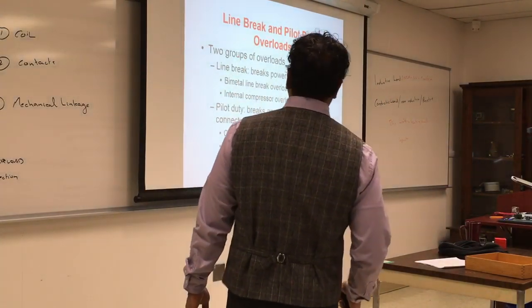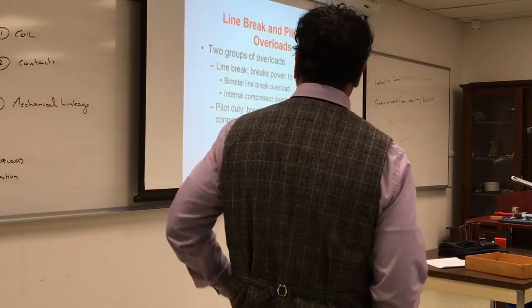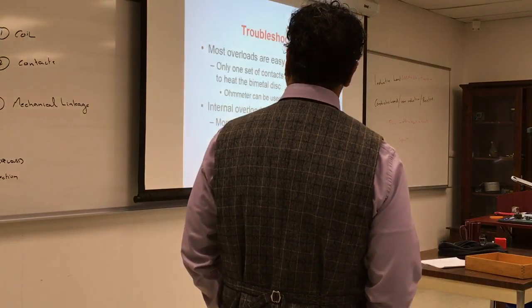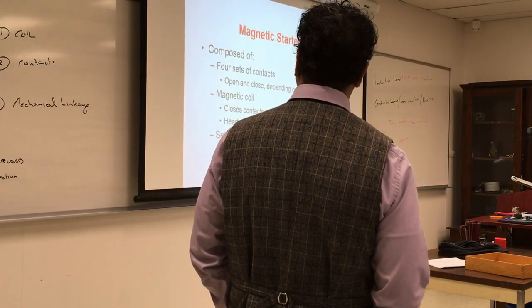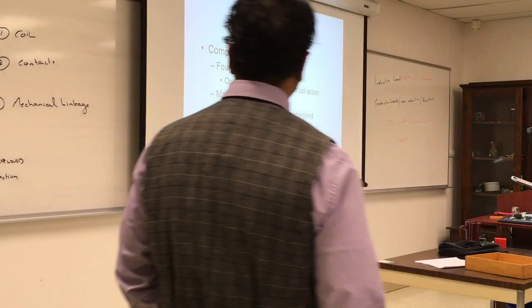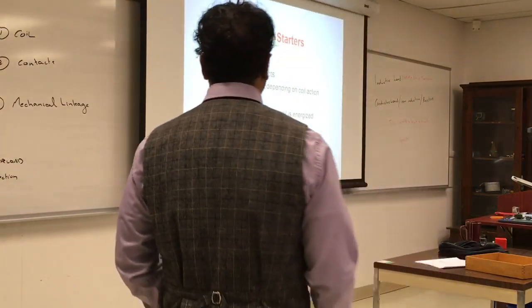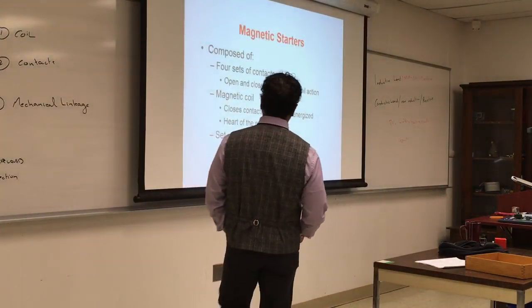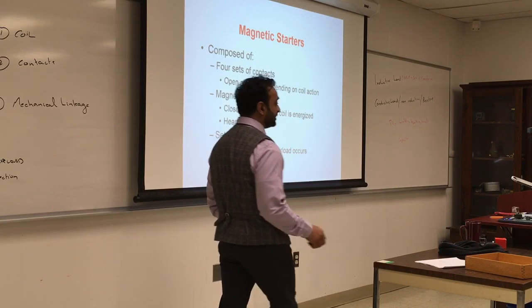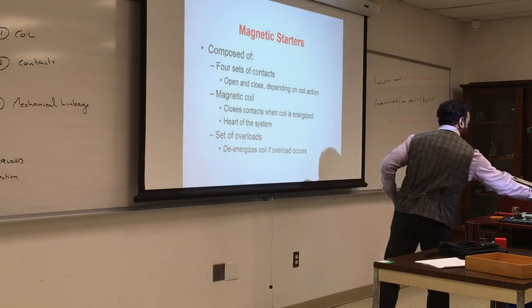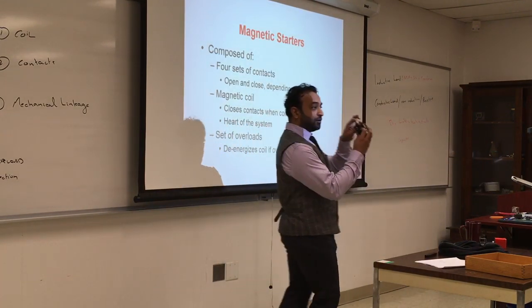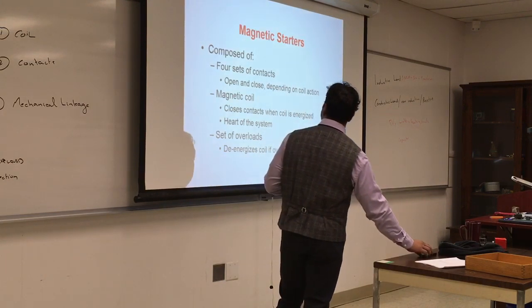Line break or power duty overloads. Don't worry about those. Magnetic starters. They have 4 sets of contacts, open and closed depending on the coil action. These are contactors, and there are 4 sets of contacts.